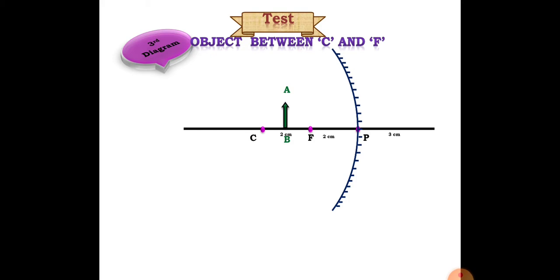ये ऐसा question आपको आएगा examination में. You don't have to remember कि object कहाँ रखना है, ठीक है. Object कहाँ रखना है question paper पे लिख के आएगा, तो वहीं आपको object रख के ये ray diagram draw करना है. अब मैं third ray diagram बता रहा हूँ जहाँ पे object C और F के बीच में रखा है.